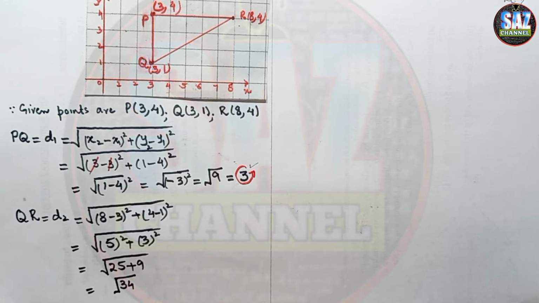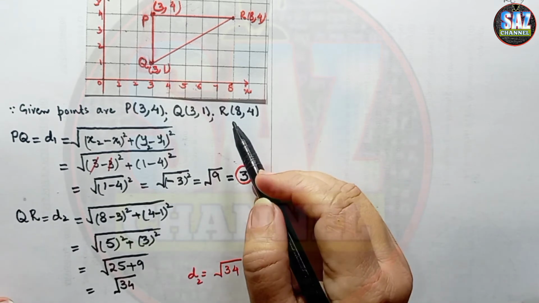And as we have to decide what type of triangle this is, for some time let's keep this length as it is. D2 equals square root 34. Let me keep it as it is, and let's see whether we need to convert it into decimal or not. And then let's move to the third length, third distance.